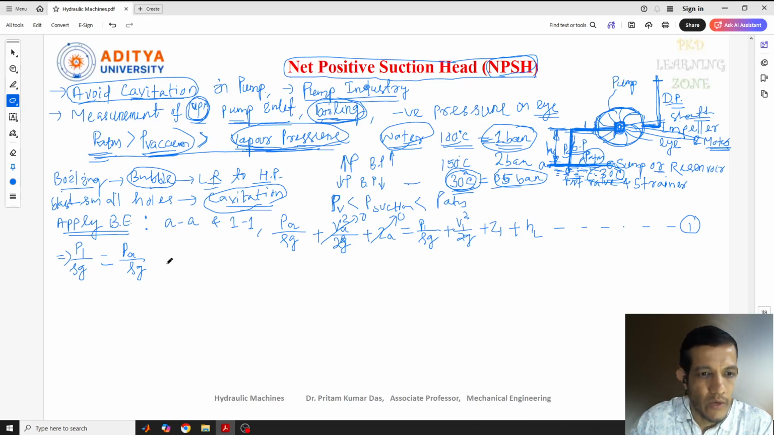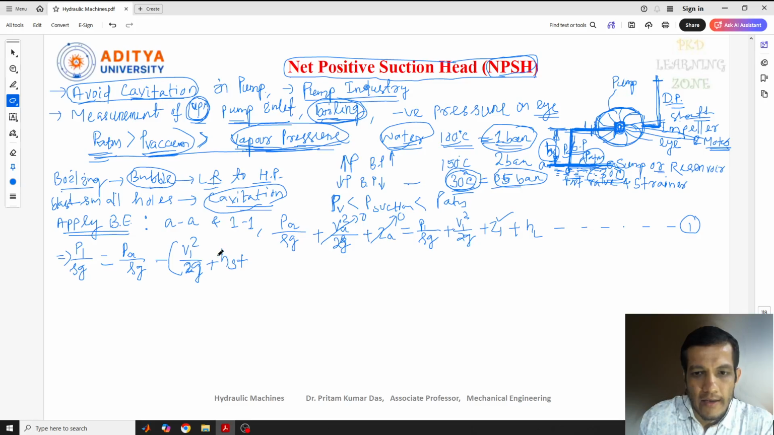So V1 square by 2g, I'll write it this way, minus V1 square by 2g, and this is 2g, and this Z1 equals what? Z1 is nothing but the distance from this point to here. So the distance from this atmospheric level up to the inlet of the pump is nothing but HS. That is the suction head. So in place of Z1, I can write HS.